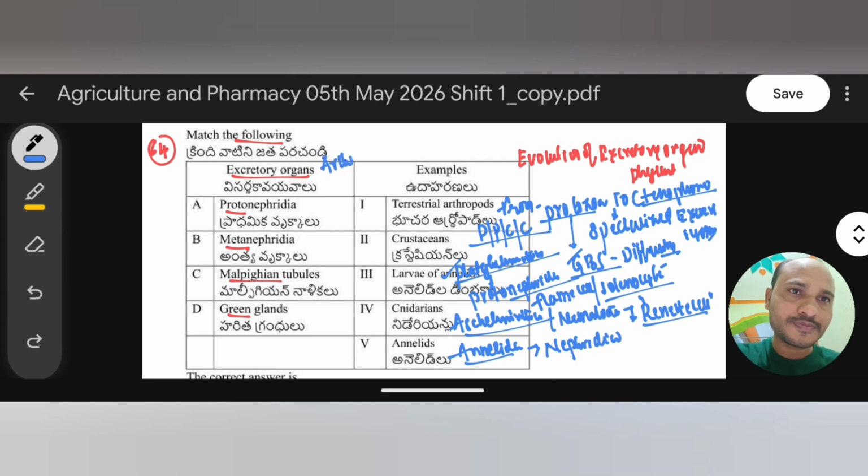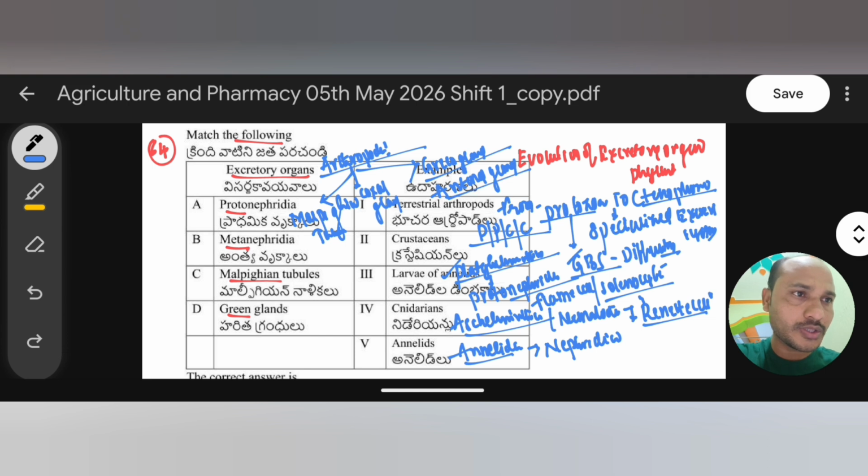Here I am writing Arthropoda. The Arthropoda phylum is the largest phylum in the animal kingdom, remember. And Arthropoda has three important excretory organs: Malpighian tubules, coxal glands, and green glands, also called antennal glands. So these are the three important excretory organs present in arthropoda.